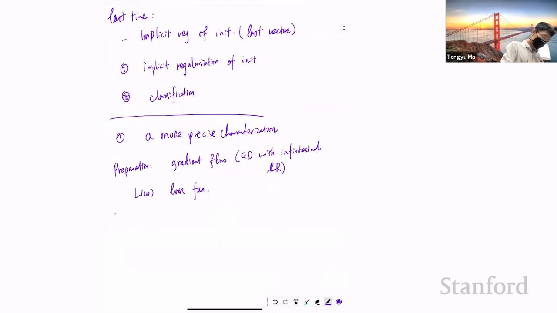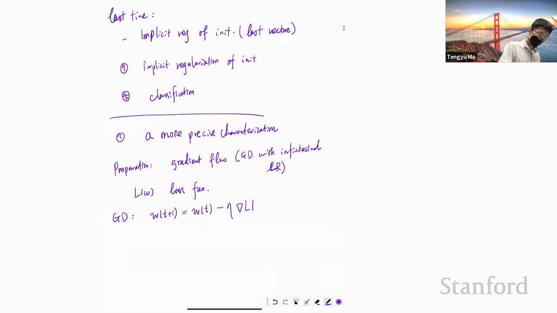If you do gradient descent, then you take w(t+1), and now I'm using the parentheses for time because I'm going to use that for the continuous time. So w(t+1) is equal to w(t) minus eta times the gradient of the loss at time t. This is what you will do with gradient descent.